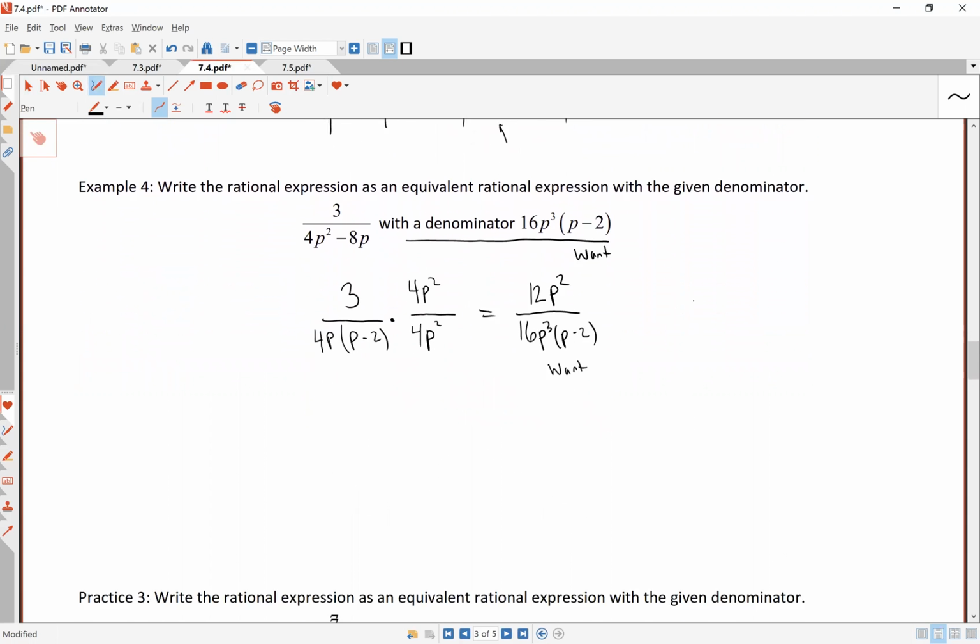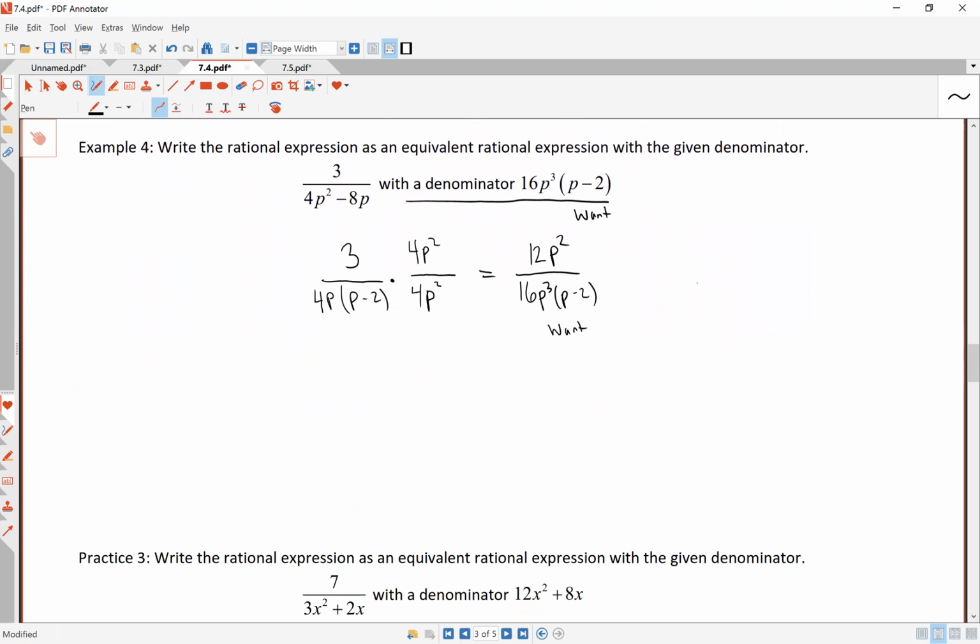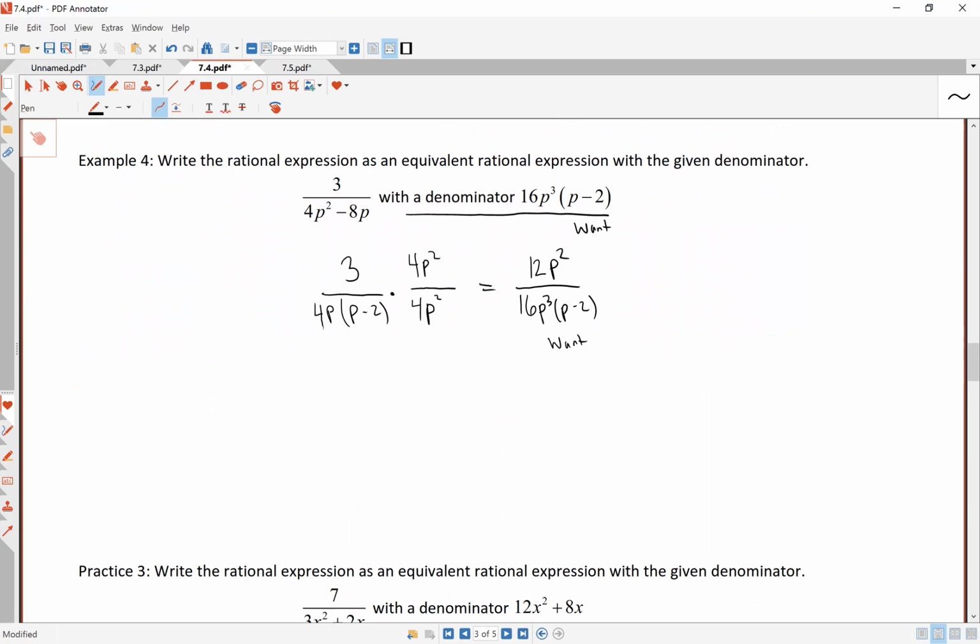So again, it's all about saying this is what I want and what I have, and you figure out that we're missing a 4p squared, so we put it in the top and the bottom. Whatever I'm missing, I put in the top and the bottom. I multiply out the top, but not the bottom.